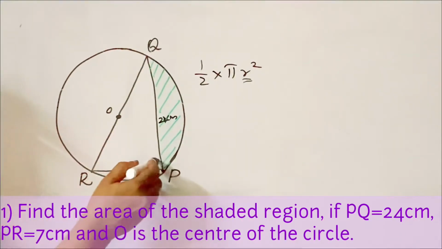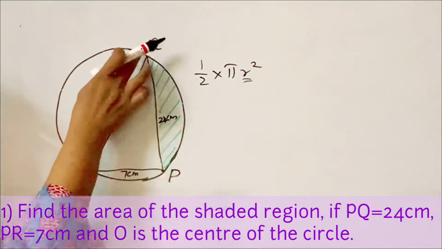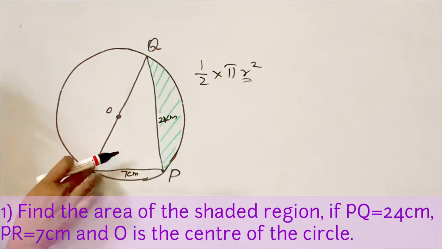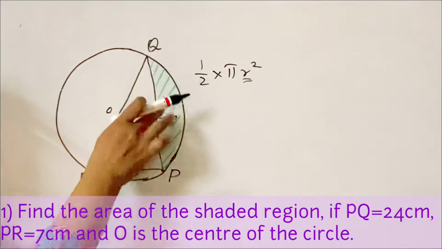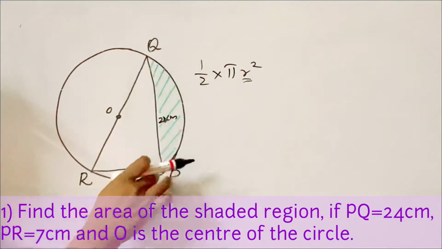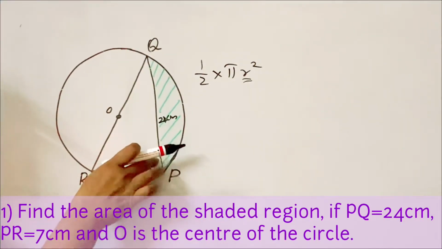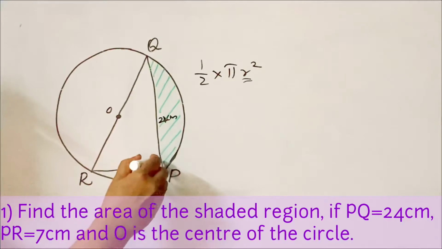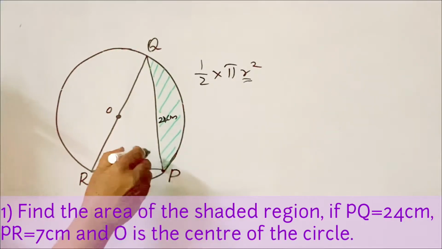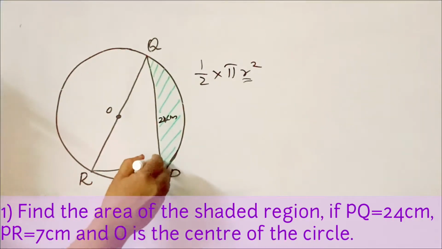Look at this angle. This angle is subtended by the diameter to the semicircular arc. That means this angle is an angle in the semicircle. Angle in the semicircle is a right angle. So this is 90 degrees.